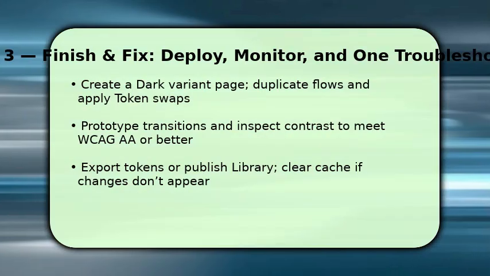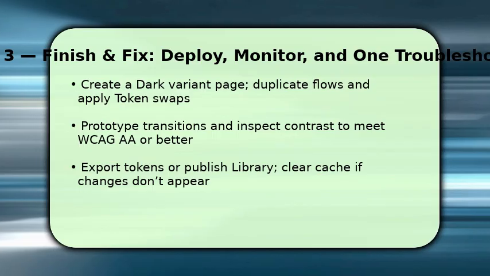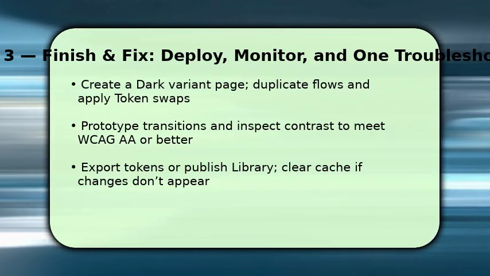You finish by duplicating your main flows into a dark variant page and applying token swaps so every component reflects the theme. Prototype the key transitions to confirm overlays and shadows behave. Make sure contrast meets WCAG AA or higher for text and interactive elements. Finally, publish your library or export variables for dev handoff.